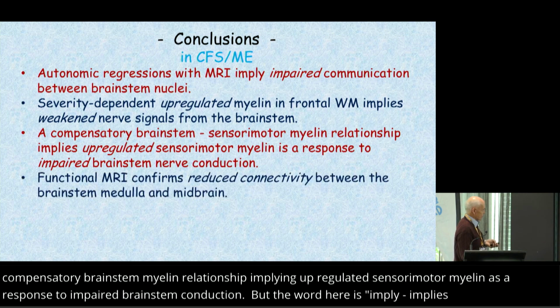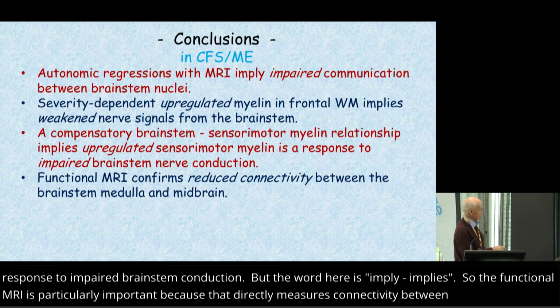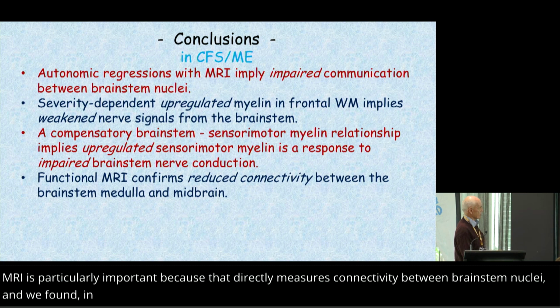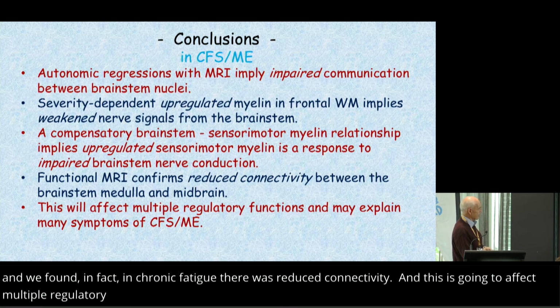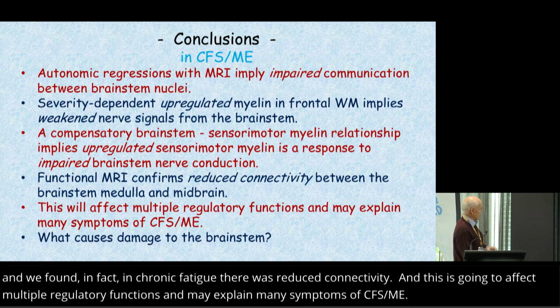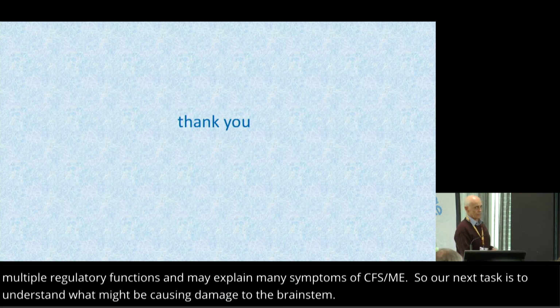So the functional MRI is particularly important because that directly measures connectivity between brainstem nuclei. And we found, in fact, in chronic fatigue, there was reduced connectivity. And this is going to affect multiple regulatory functions and may explain many symptoms of CFS-ME. So our next task is to understand what might be causing damage to the brainstem. Thank you.